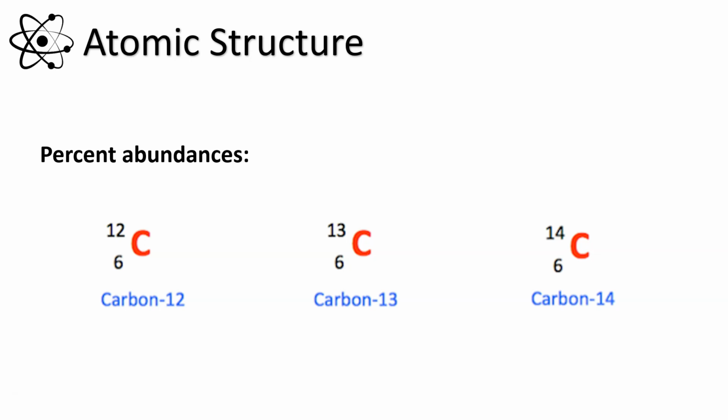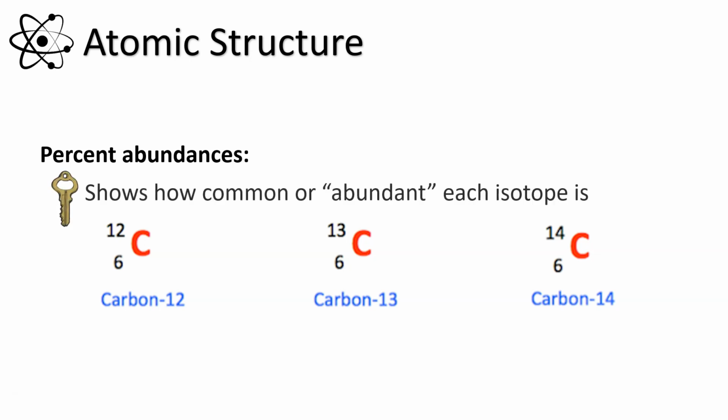To understand how to perform this calculation, you first need to know about something called a percent abundance. This is a number that shows just how common, or abundant is the word they use in the name of this term, each isotope is. For example, we'll keep going with carbon. Carbon 12's percent abundance is 98.9%. What that means is 98.9% of all naturally occurring carbon has a mass of 12. It is the most abundant of the isotopes by far.